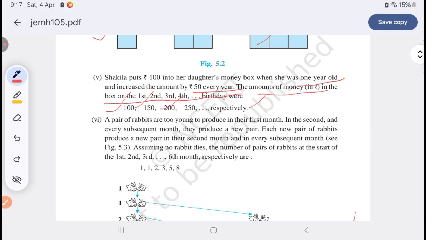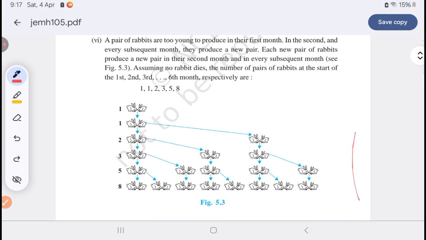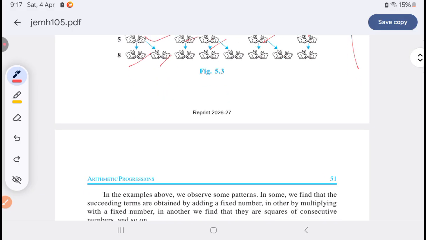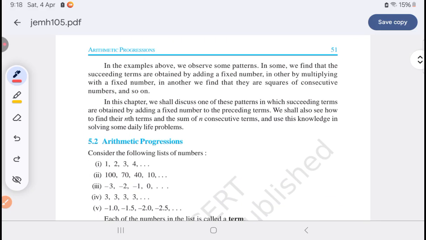Similarly, another example. The pairs of rabbits: initially 1 pair, then 2 pairs, then 3 pairs, then 4 pairs, 5 pairs, then 8 pairs. So it is following some pattern. So from these examples, you can observe that in our daily life problems, there are some patterns.